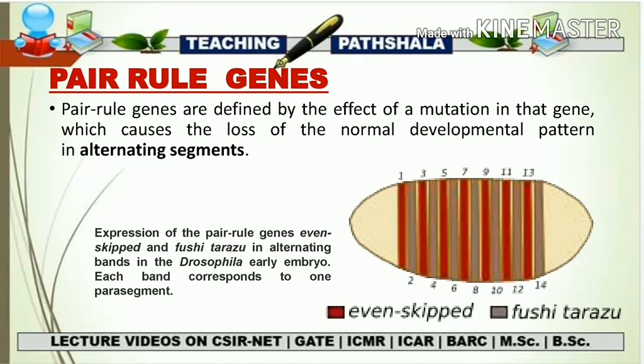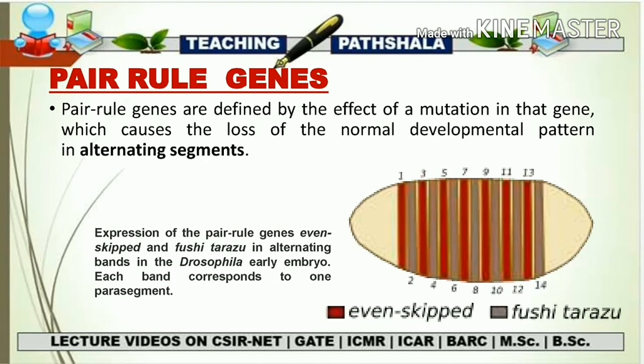Now let's take an example of the even skipped and the Fushi tarazu pair rule genes, which are the most important genes from the examination point of view. The concept behind the even skipped and Fushi tarazu is that we already know there is a total of 14 parasegments. So the even skipped gene is present in odd-numbered parasegments. That means it is going to be present in parasegment number 1, 3, 5, 7, 9, 11 and 13, shown in dark brown color. So its name is even skipped, as it skips all the even parasegments and is present in odd-numbered parasegments.